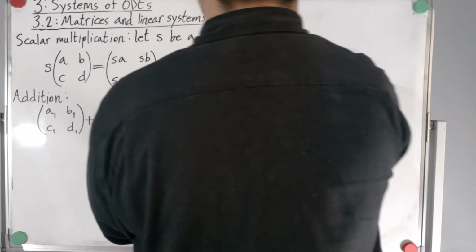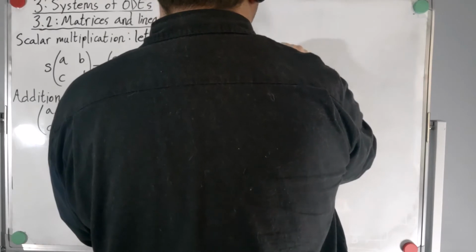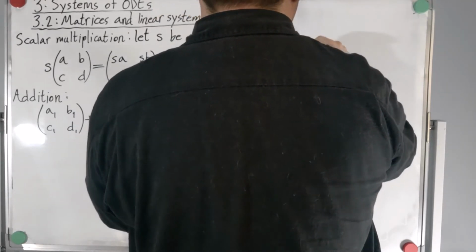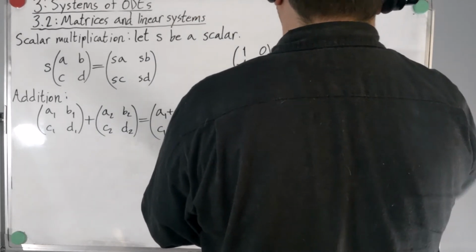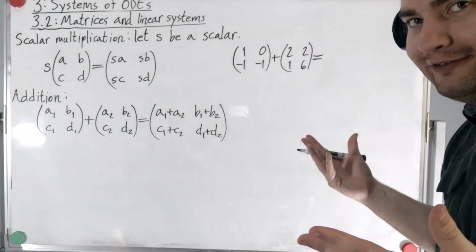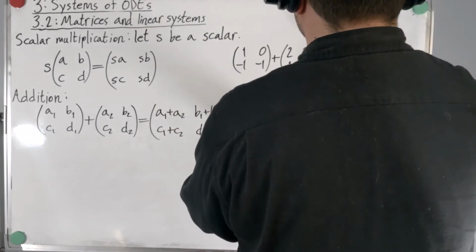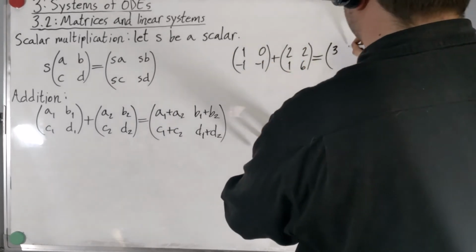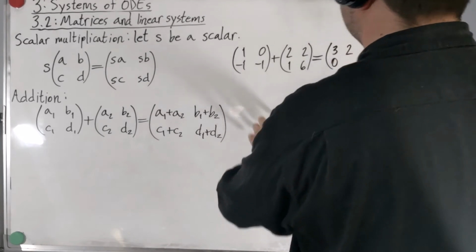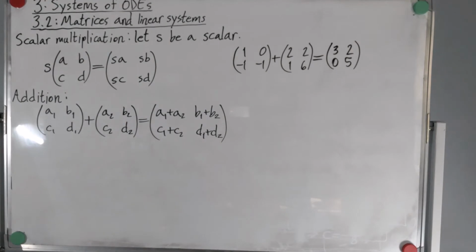As an example, if you have the matrix 1, 0, -1, -1, and you want to add that to the matrix 2, 2, 1, 6, I'm just pulling these numbers out of thin air. There's no reason I have to select these numbers, of course. This is just an example. You just add 1 plus 2, that's 3. 0 plus 2, that's 2. -1 plus 1, that's 0. -1 plus 6, that's 5. And there you have it. Okay.